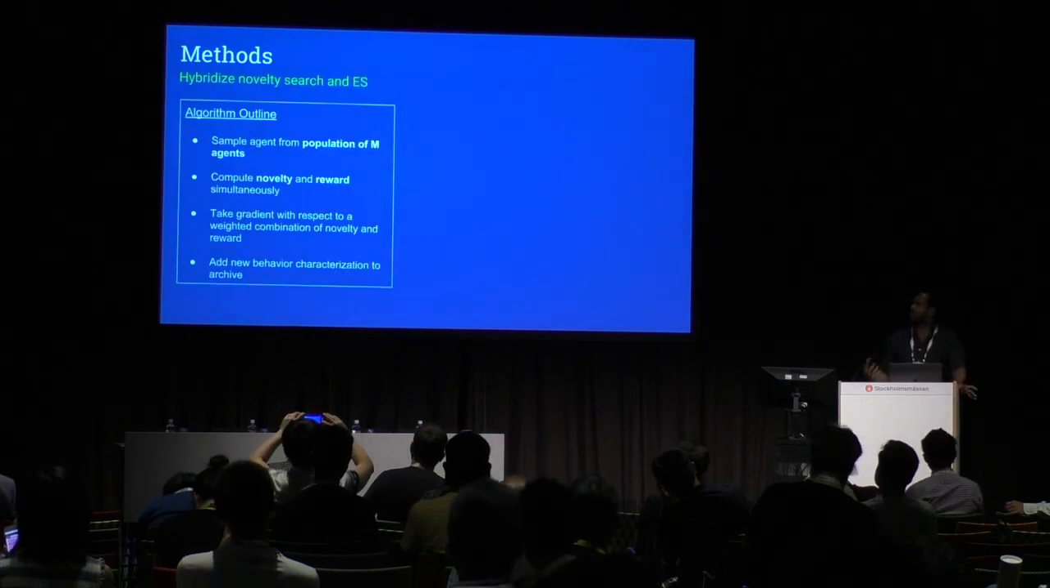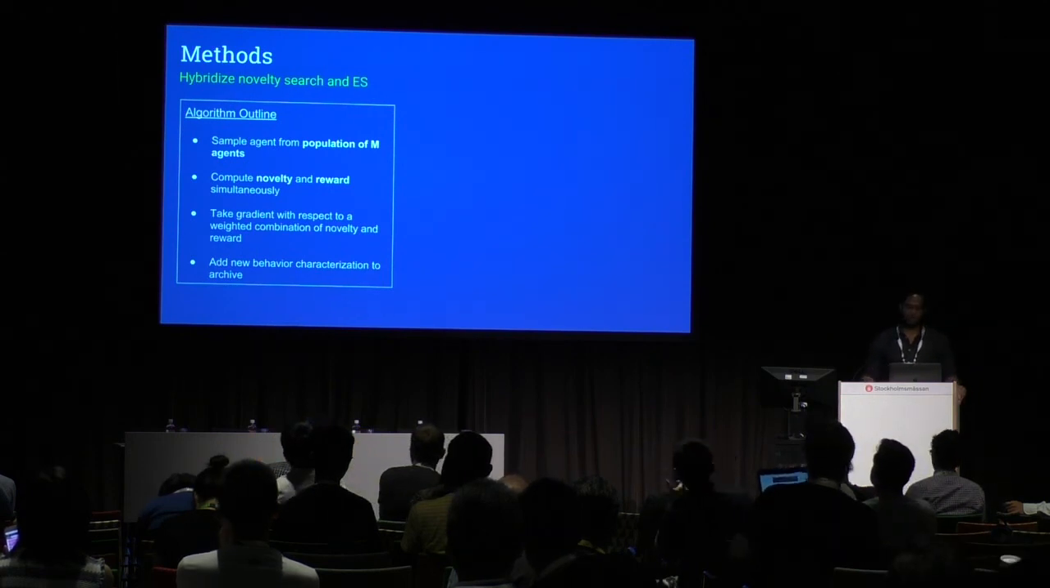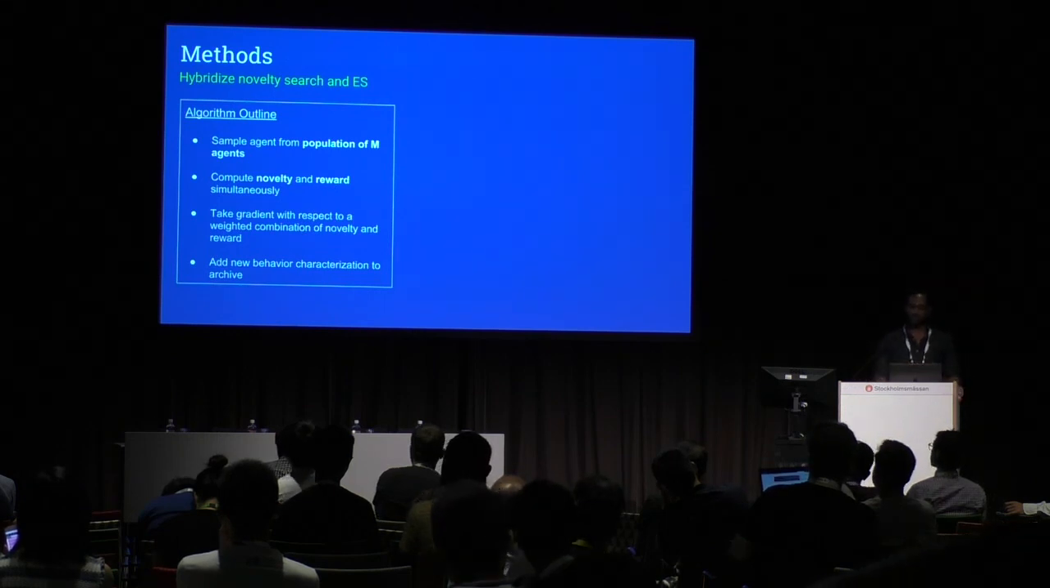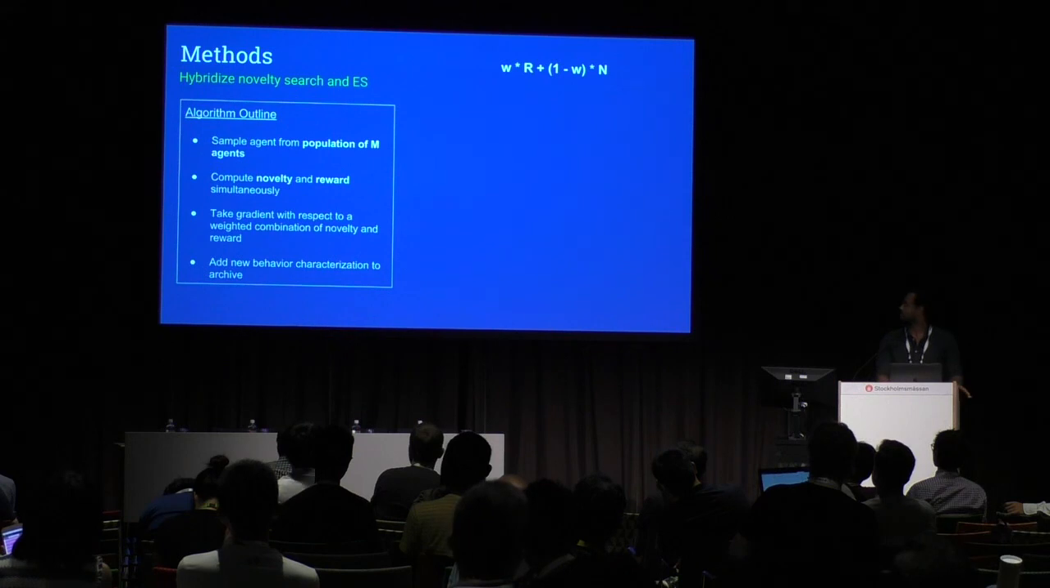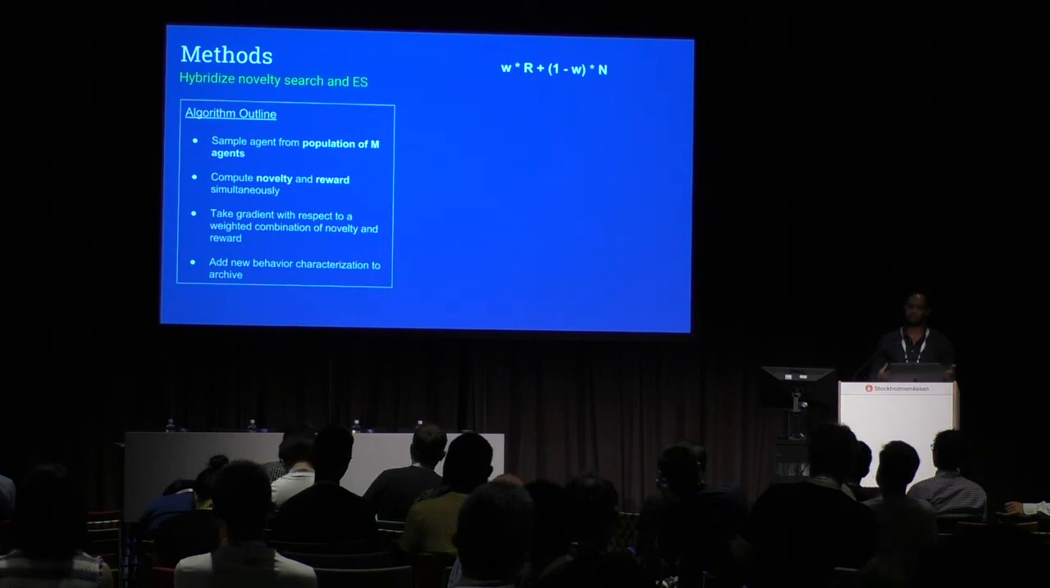And our method is pretty simple. So the first step is we sample an agent from a population of M agents. We compute the novelty and reward of this sample, and we take a gradient with respect to a weighted combination of novelty and reward, as expressed by this equation on the top. And finally, once we compute this update, we add the behavior characterization to the archive so that future policies can be novel with respect to this current one.